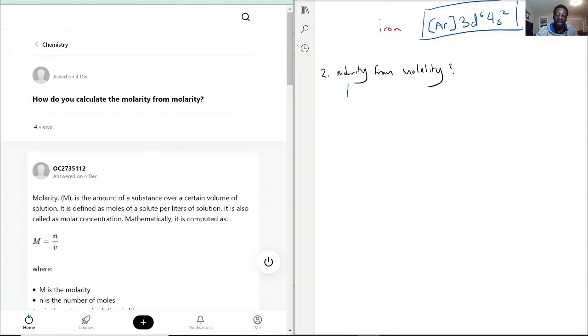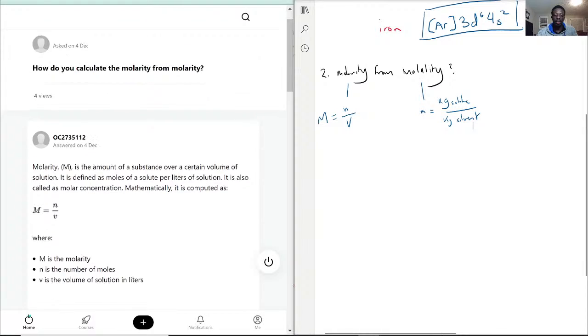Molarity is moles per volume. That is the big M, molarity. And molality is small m, but it's going to be moles of solute over kilograms of solvent. So think of it as molarity using the moles per volume, and molality working in terms of mass.